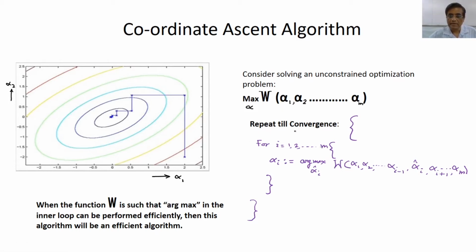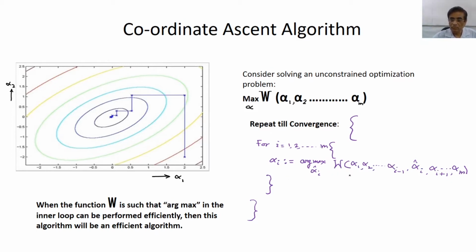Let us see. Repeat till convergence: for i equals 1 to m. This is the inner loop. This is not a Lagrange multiplier. Let us say parameter alpha i is assigned the value of the argmax function, maximized over alpha i. This is the optimized value of alpha i, from W of alpha 1, alpha 2, alpha i cap, alpha i plus 1. This is the way we have written it.